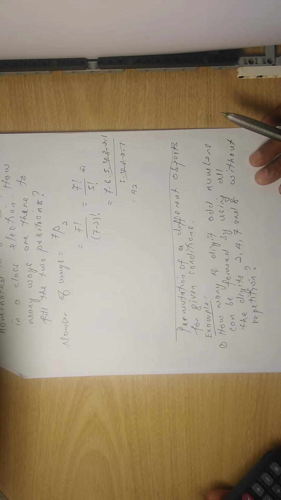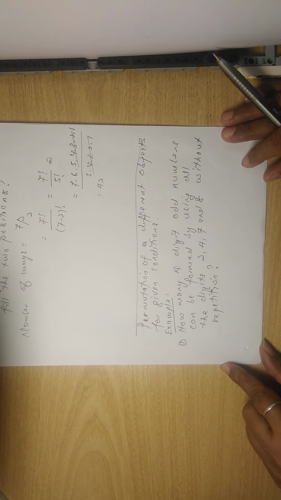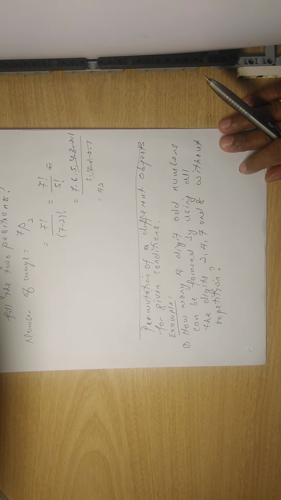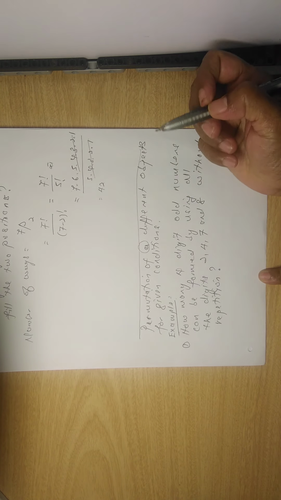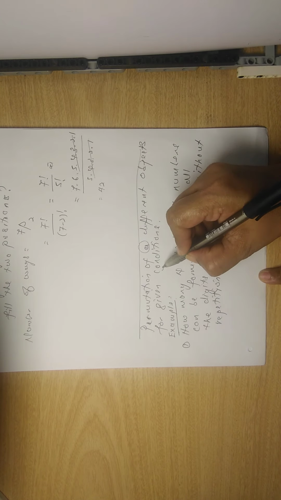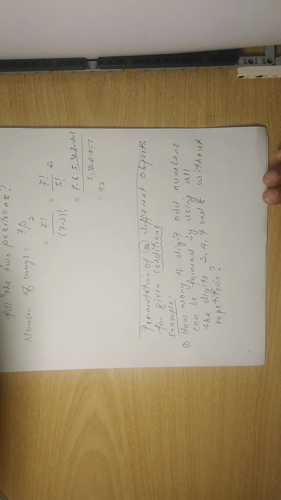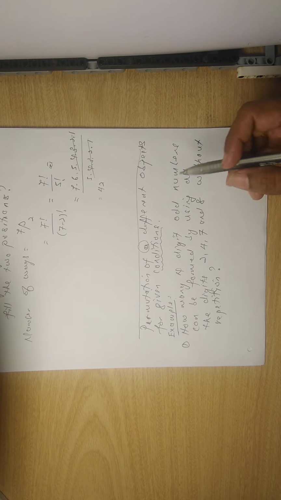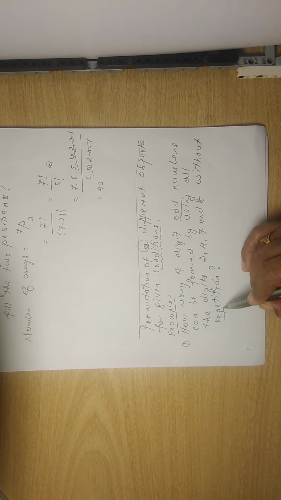All right, we move on to the next one. Permutation of n different objects for given conditions. Here, of course, you've got n different objects, and how many we pick depends on the question, but what is extra here is there is a condition on how we want the arrangements to be. How many 4-digit odd numbers, so my condition is odd numbers, can be formed by using the digits 2, 4, 7 and 8 without repetition?